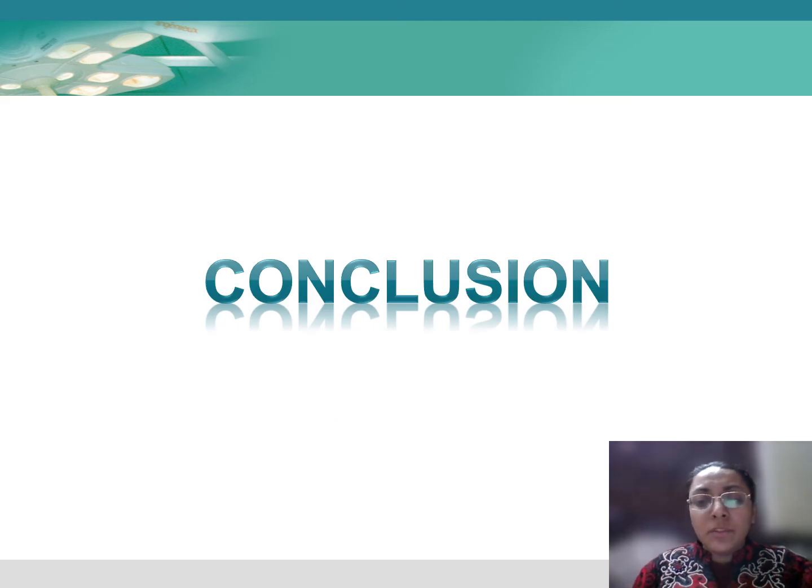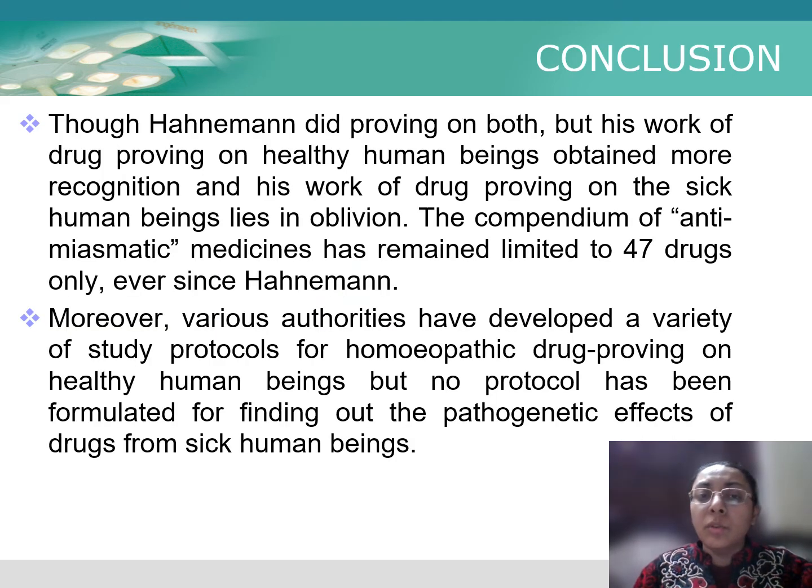To conclude, I would just like to say that though Hahnemann did proving on both, his work of drug proving on healthy human beings obtained more recognition as compared to his work on sick human beings. His work of drug proving on sick human beings still lies in oblivion ever since, and the compendium of anti-miasmatic remedies has remained limited to 47 drugs only ever since Hahnemann.